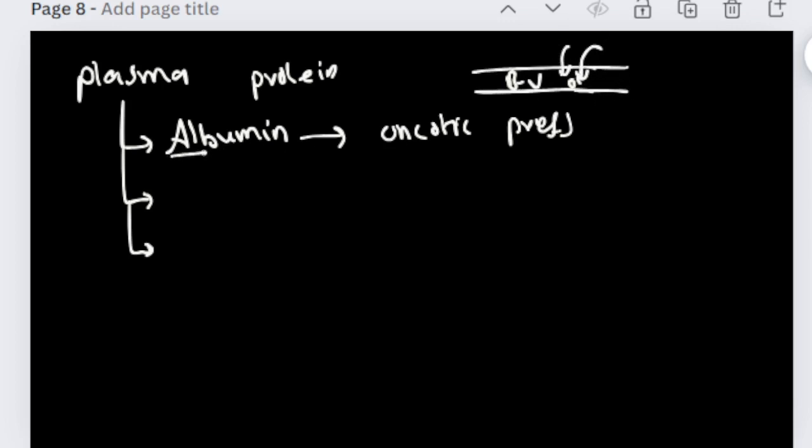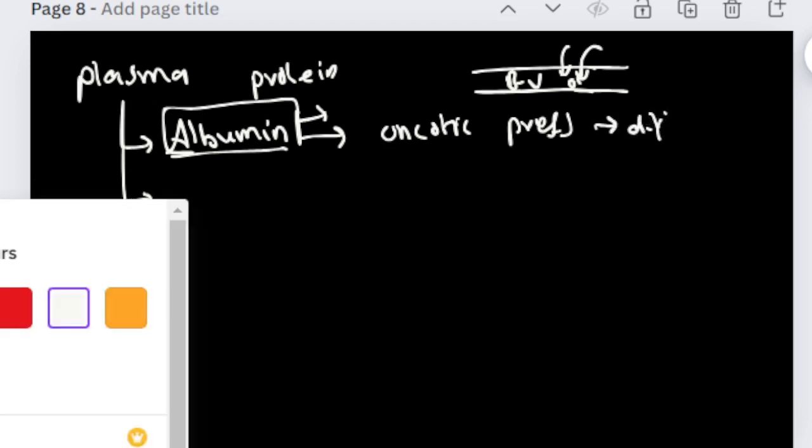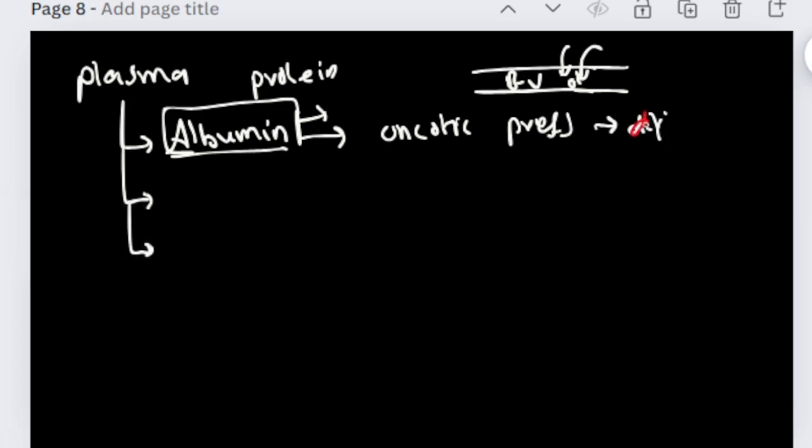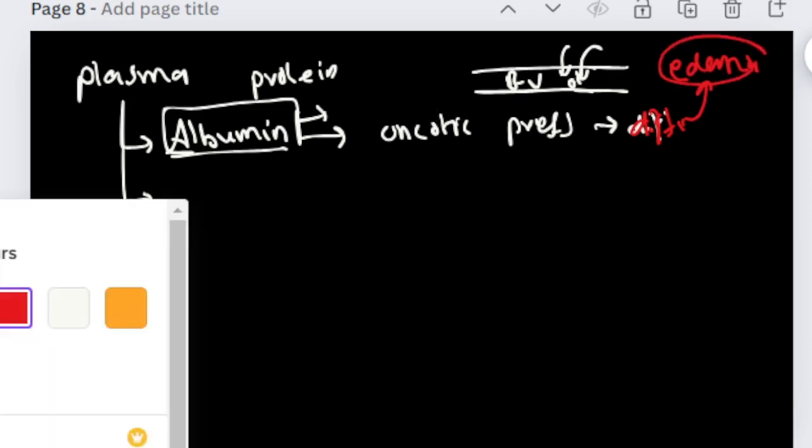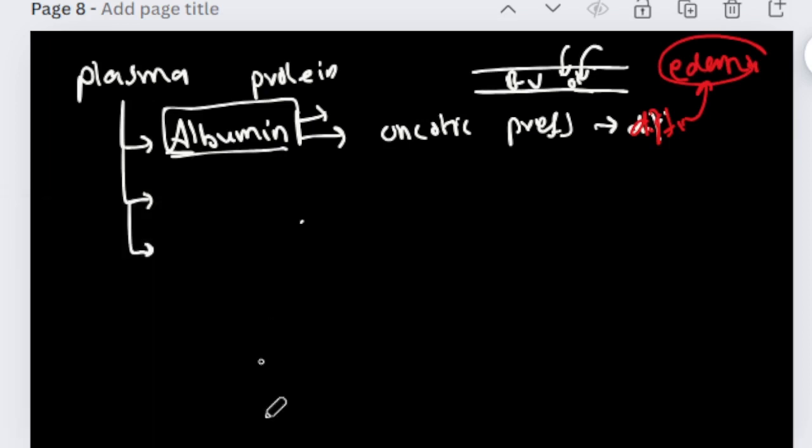And if there is low albumin, what will happen in your body? In your body, albumin deficiency leads to edema, okay, edema, swelling, etc., okay. Now the next thing is the albumin.